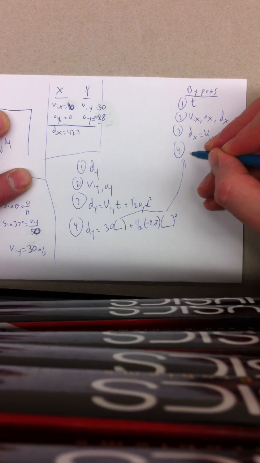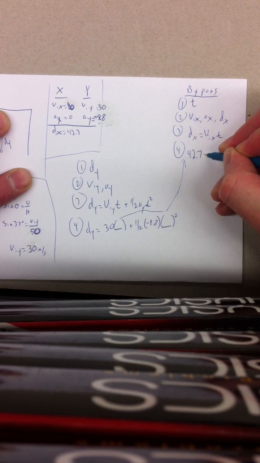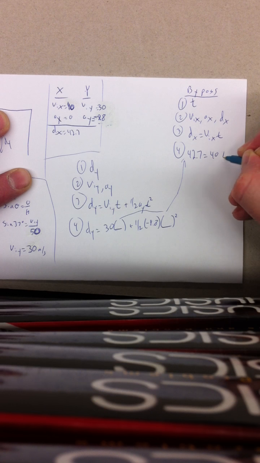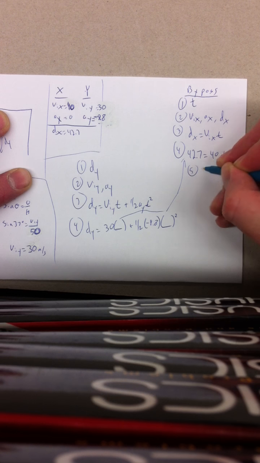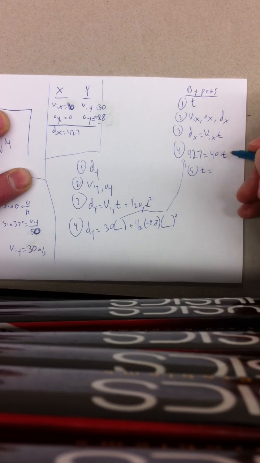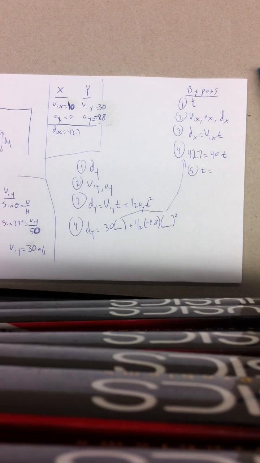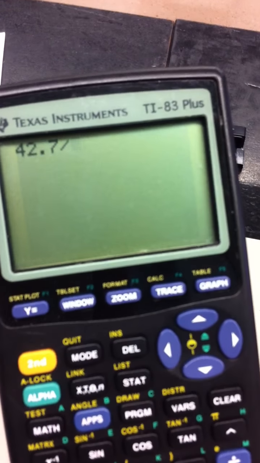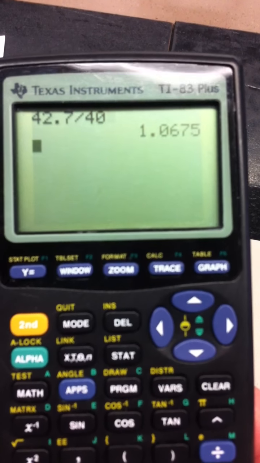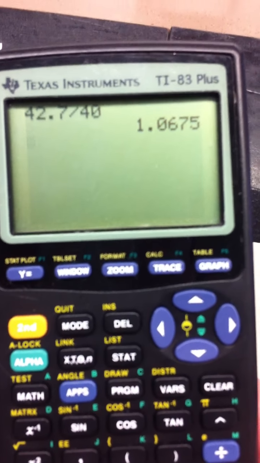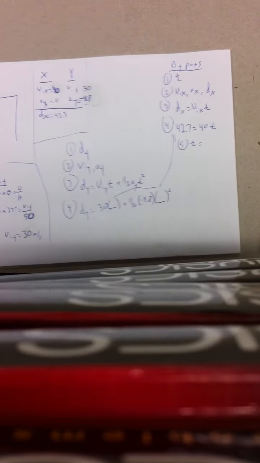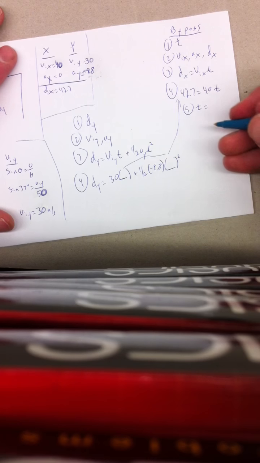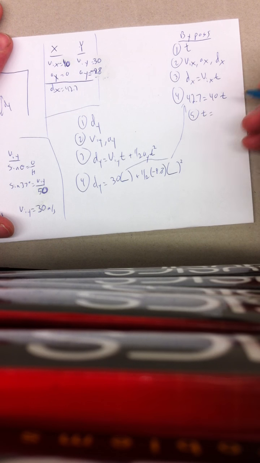Step 4, 42.7 is equal to 40 multiplied by T. So step 5, T comes out to be, let's take a look. So you get 42.7 divided by 40, which is 1.0674. Sorry about that. So it's 1.07.